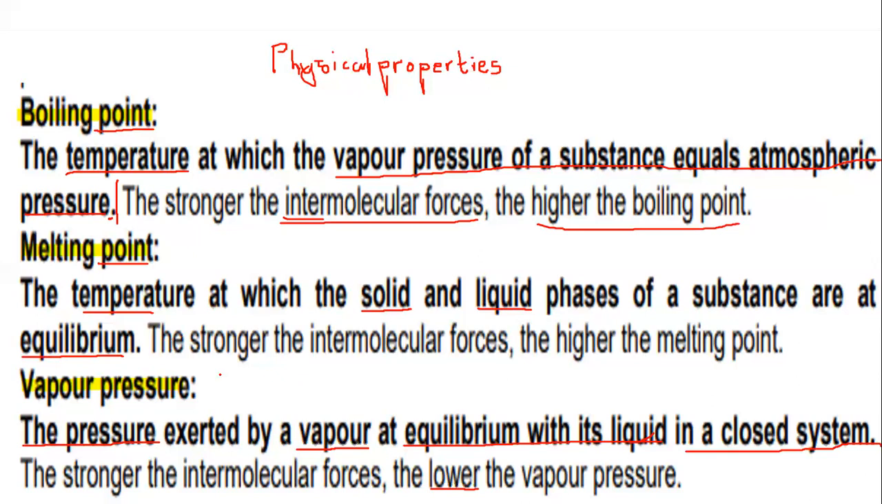Again, the stronger the intermolecular forces, the higher the melting point. So what does that tell me? It tells me that if the boiling point is high, it also means the melting point is high, meaning the intermolecular forces are stronger at that time. The opposite is true. If the intermolecular forces are weak, the boiling point will also be lower. If the intermolecular forces are weak, the melting point is also going to be low.